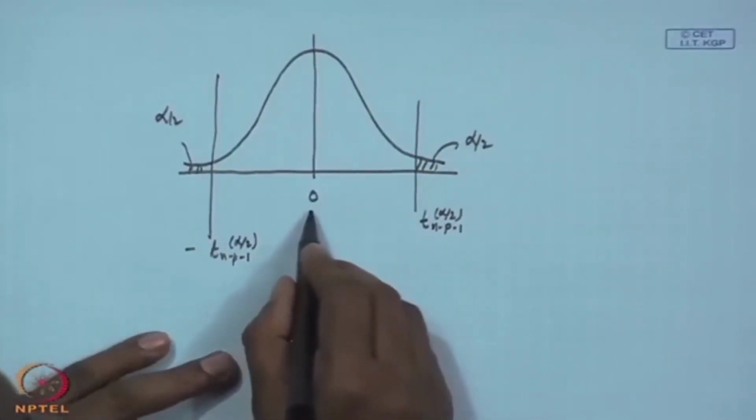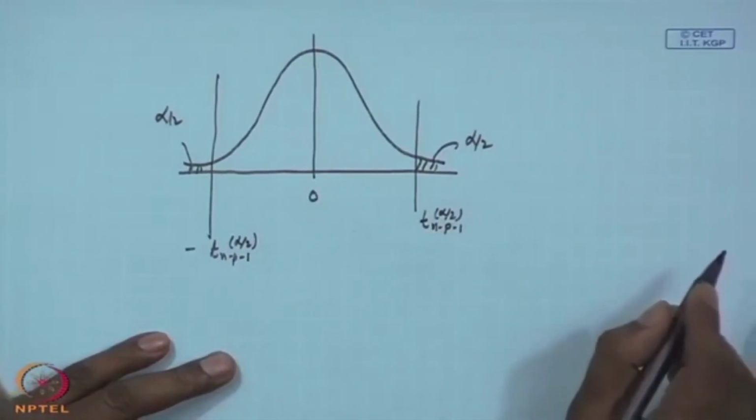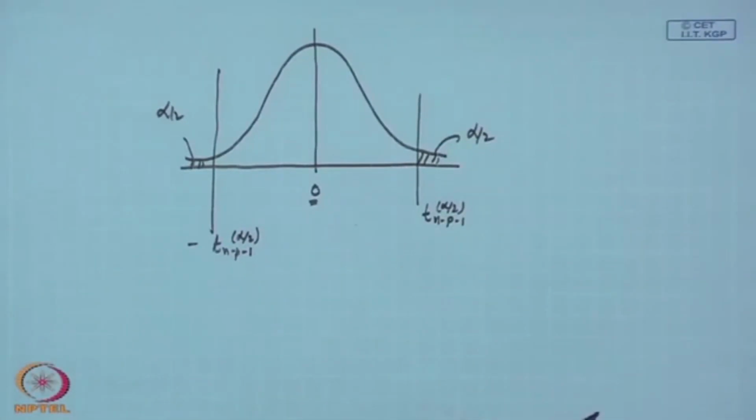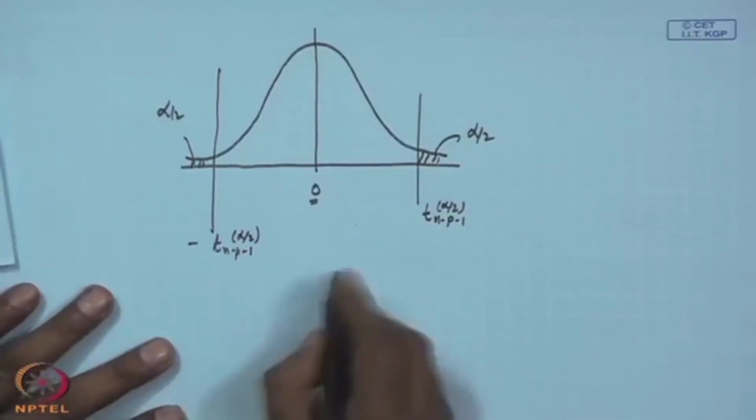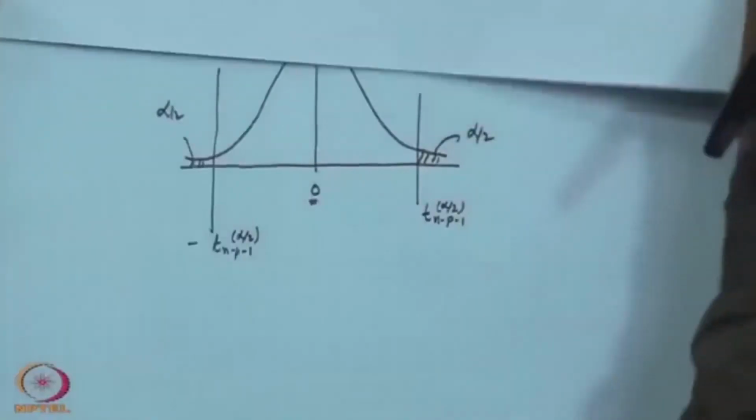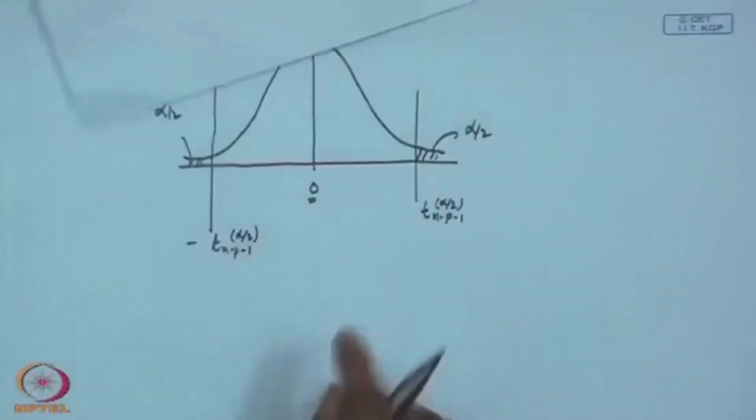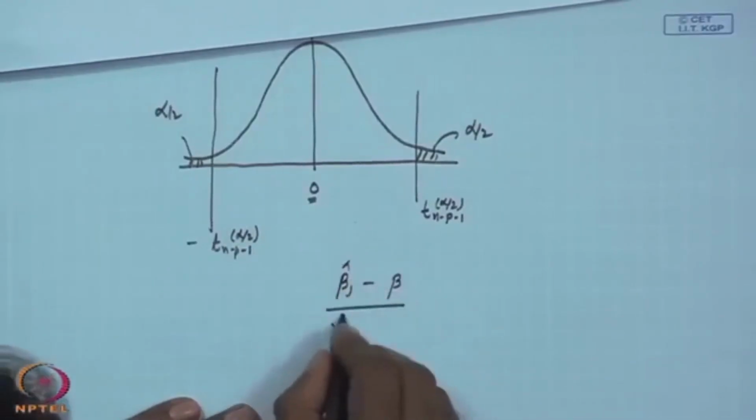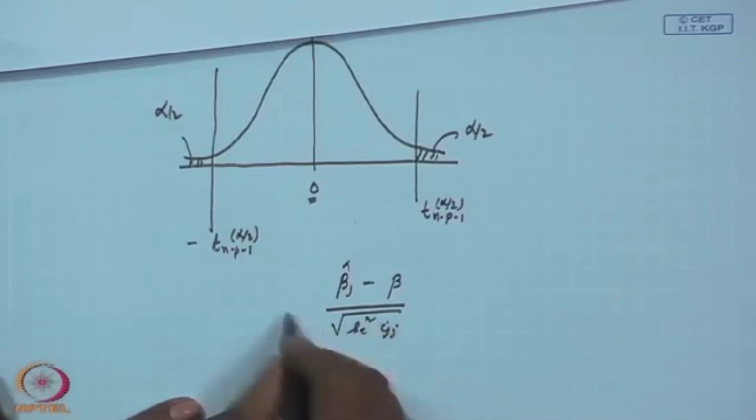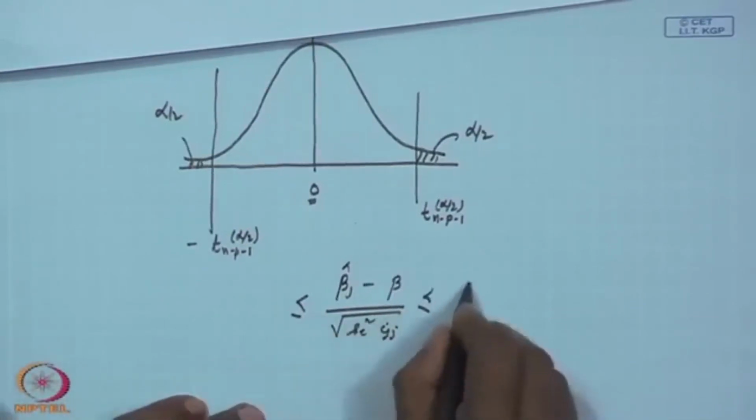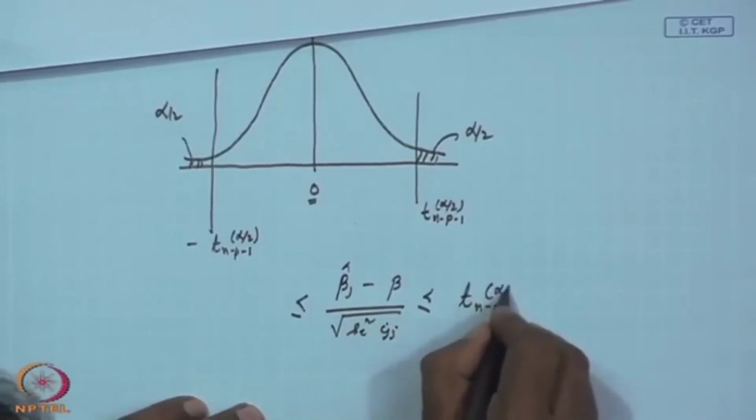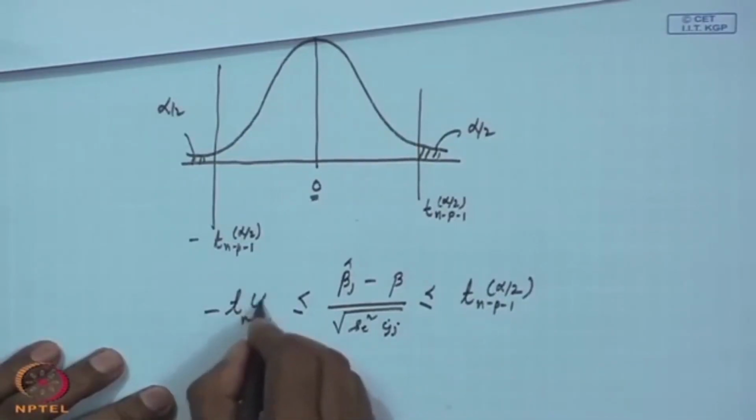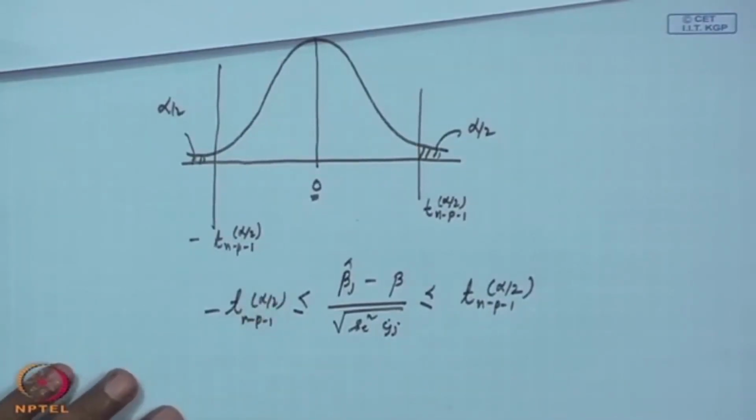And please remember that we are talking about beta j only, under the null hypothesis. The null hypothesis case we will not discuss now. So then, can we not write down, with respect to this quantity, beta j cap minus beta j by root over s square C j j, less than or equal to t n minus p minus 1 alpha by 2, and here minus t n minus p minus 1 alpha by 2, beta j.